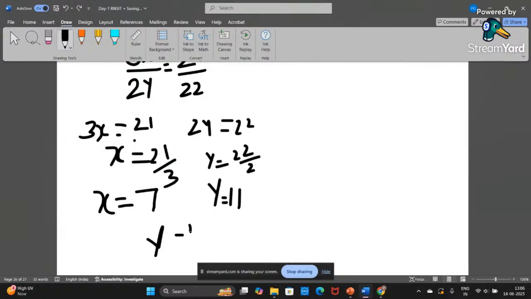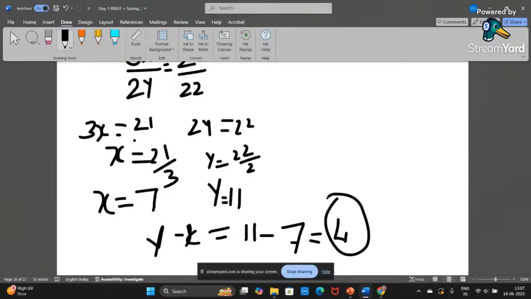Next, they told you to find out y minus x. So 11 minus 7 is equal to 4. So for this, 4 is the answer. Y minus x is equal to 11 minus 7. So 11 minus 7 is 4, that is your answer.